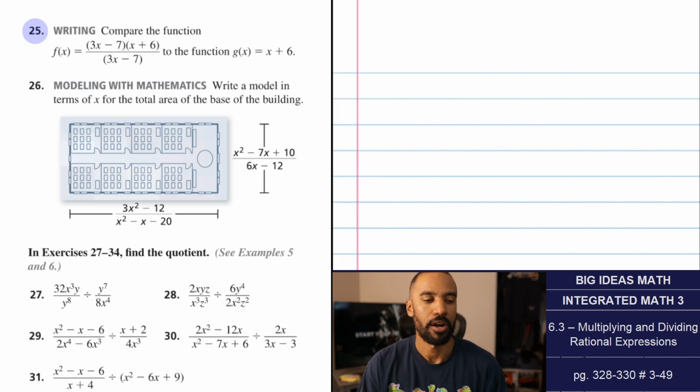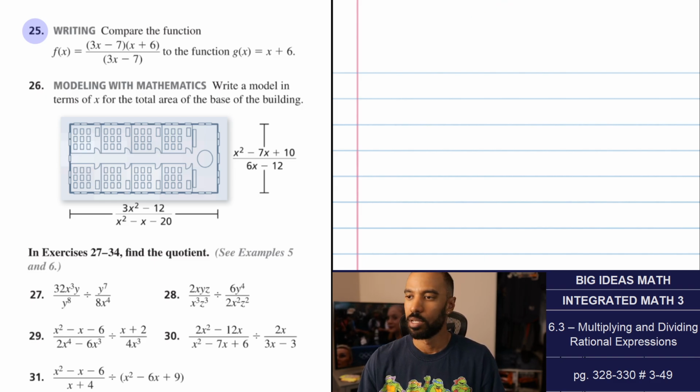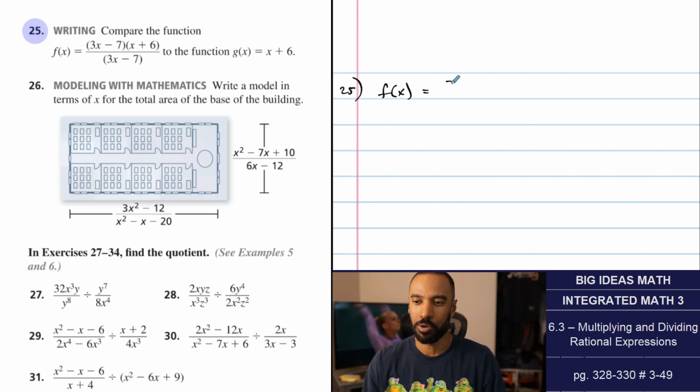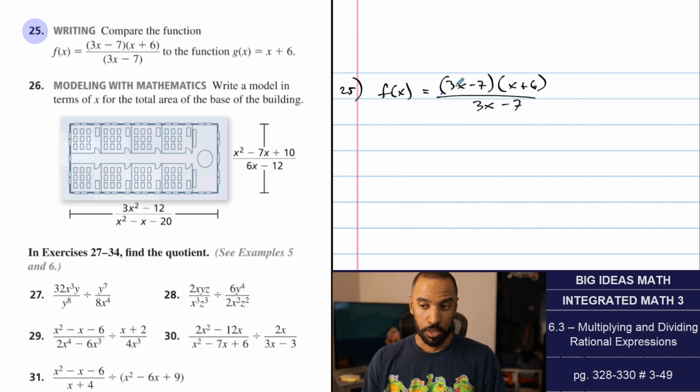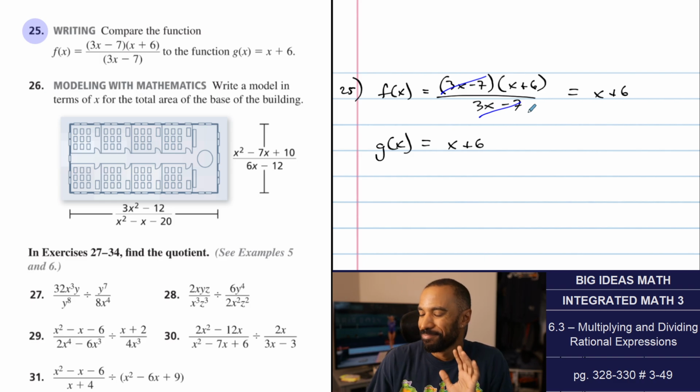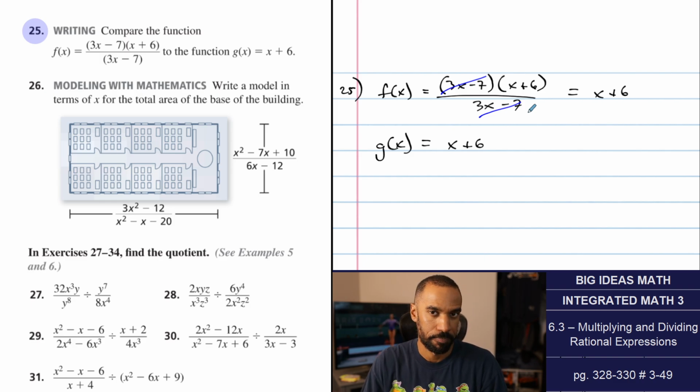Number 25. Compare the function f of x equals that to the function g of x equals x plus 6. Okay, interesting. So 25. f of x equals 3x minus 7 times x plus 6 over 3x minus 7. When you cancel out the 3x minus 7s, you're left with x plus 6, and you have g of x equals x plus 6. So you're saying, well, they're the same. They have the same simplified form.